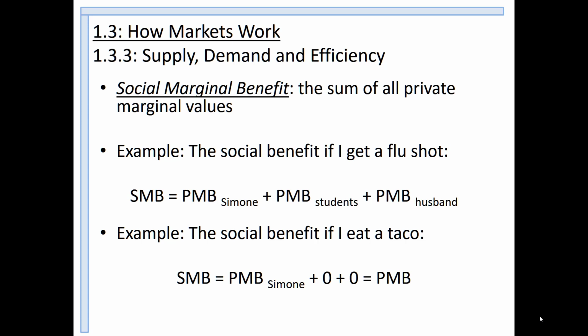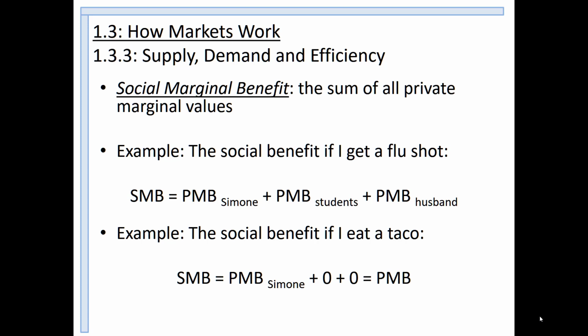There is also the benefit that my husband is going to incur. If I get the flu shot, it's going to reduce the probability that he's going to get the flu, because he's not going to get it from me. So the social marginal benefit that happens when I get the flu shot is just the sum of everybody's benefits that everybody gets when I get the flu shot.